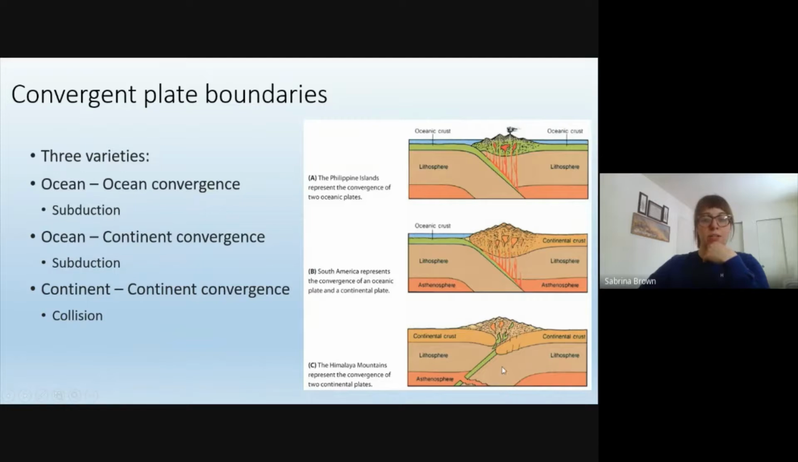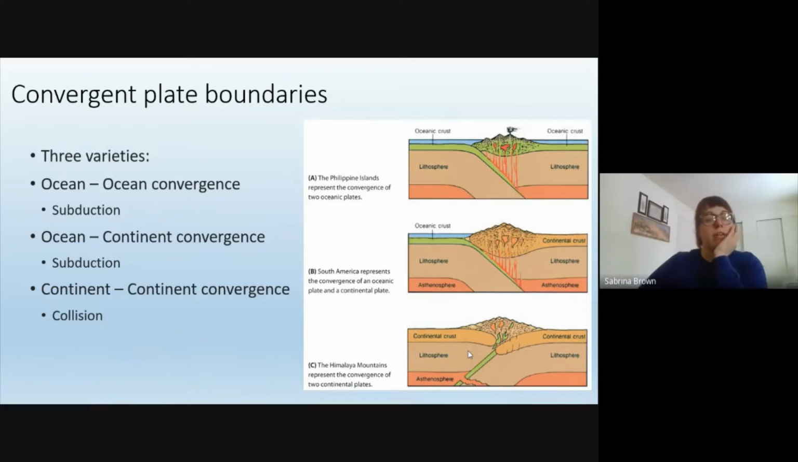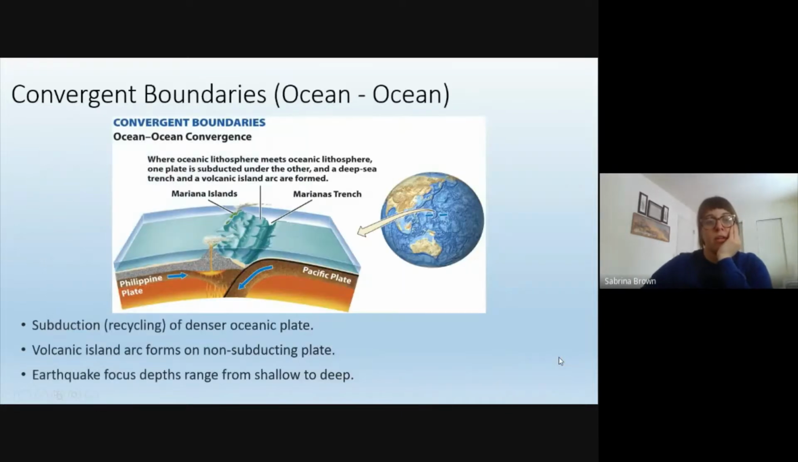And then with continent-continent convergence, because continental crust is so thick, basically neither one of them can be subducted, and they just sort of run into each other and crinkle up. And when the two continental plates run into each other and crinkle up, we call that collision. And we form very large mountain chains when we have continental convergence.